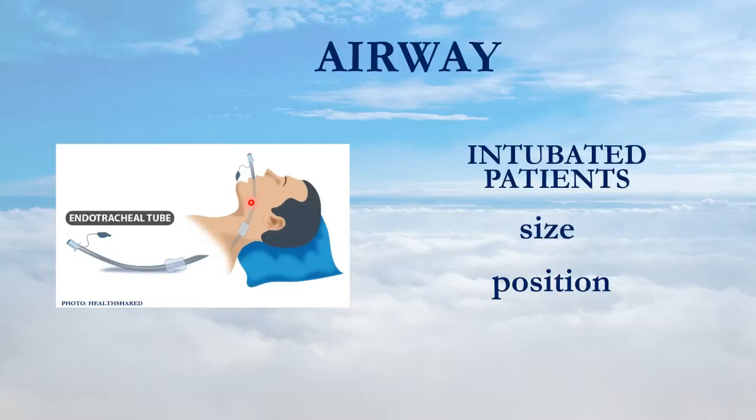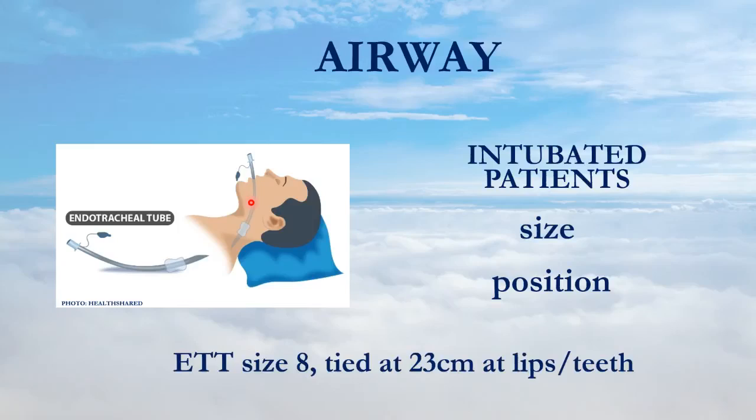Okay, so that's that. So an example: endotracheal tube, size 8, tied at 23 centimeters at the lips or 23 centimeters at the teeth. When you write your documentation from your assessment, it's best if you specify the endotracheal tube size and then the marking or the position.